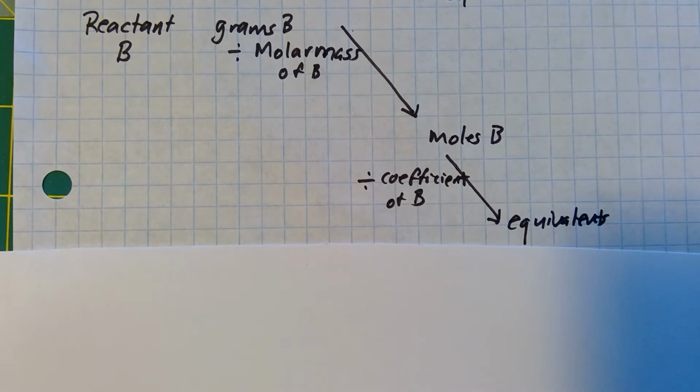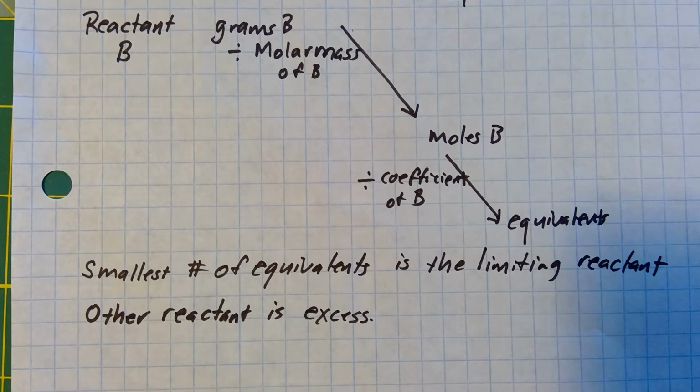Now, once you're at equivalents for both of your reactants, well, then your life is simple enough. The smallest number of equivalents comes from the limiting reactant. So whichever reactant gives you the smallest number of equivalents is your limiting reactant. The other reactant is an excess reactant. All the calculations are to be done for your limiting reactant.